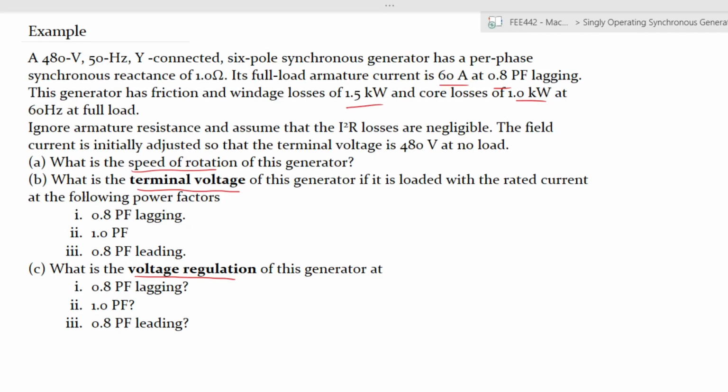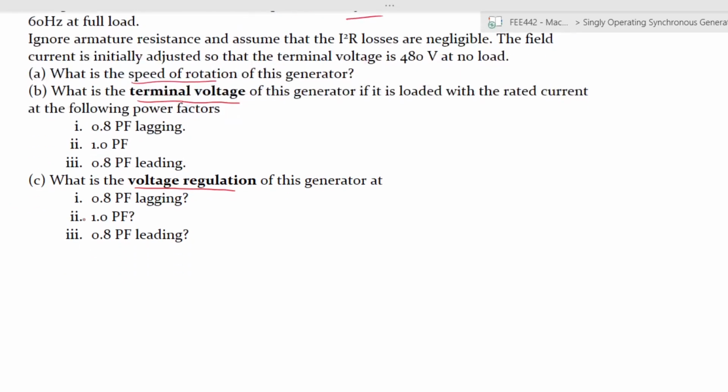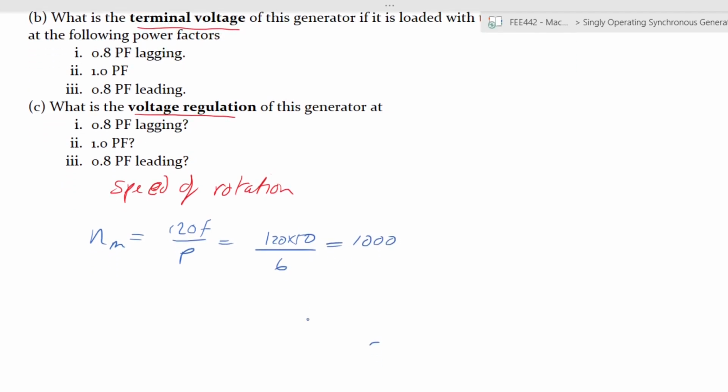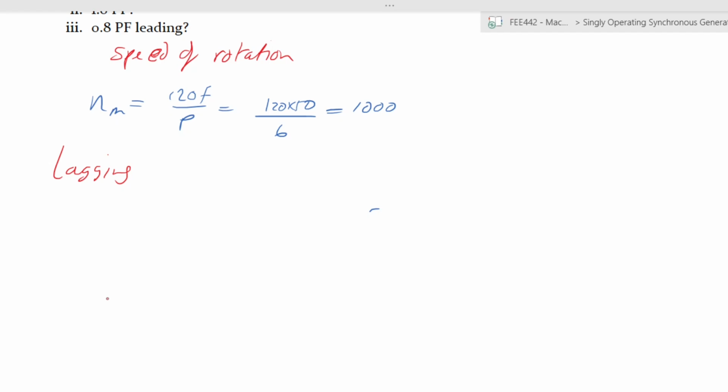Now, to start with, what is the speed of rotation? So speed of rotation. It is 120 F over P, which is 120 times 50 over 6, and that gives you 1000, right? Straight away, that's part A. Now, what is more interesting to us here now is this terminal voltage. So let's look at the case of lagging. So in a lagging scenario, if the generator is loaded down with a rated current at 0.8 power factor lagging, the phasor diagram will look like this.